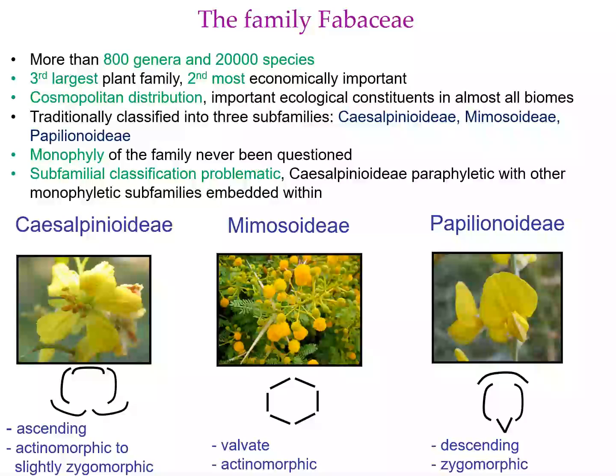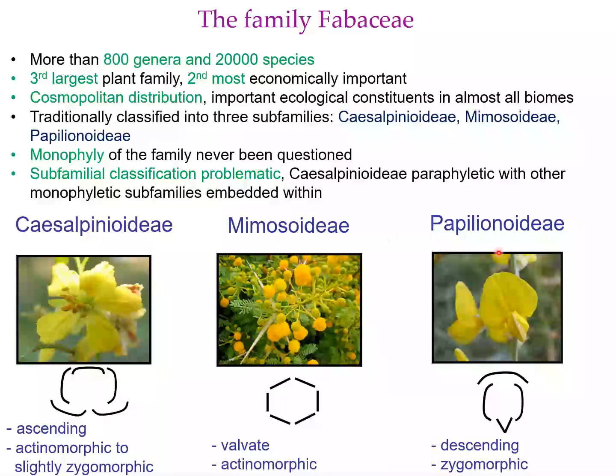But on the subfamily level, there have always been questions around specifically Caesalpinioideae, because it is considered paraphyletic, meaning that not all of its species are descended from a common ancestor. And actually the other two subfamilies sit within a sea of Caesalpinioid species if we look in the context of a phylogenetic tree, which I'll show you in the upcoming slides.